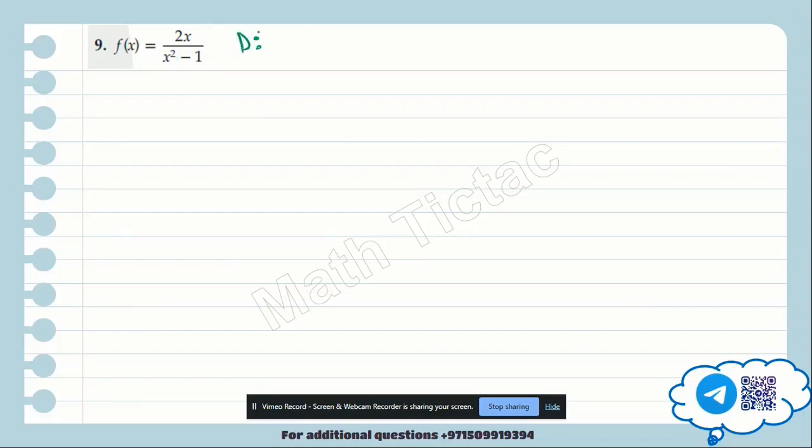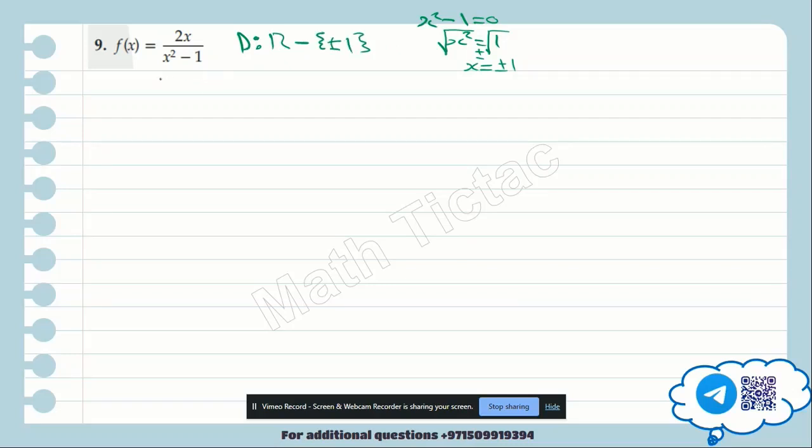So my domain in here is R minus the zeros of the denominator. On the side, I'll find the zeros of the denominator. So x squared minus 1 equal to 0. That will give me x squared equal to 1, then square root, then square root. This is positive negative, so that will give me x equal to positive negative 1. Okay, so directly my domain is R minus positive negative 1.